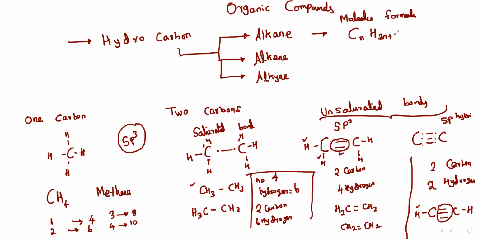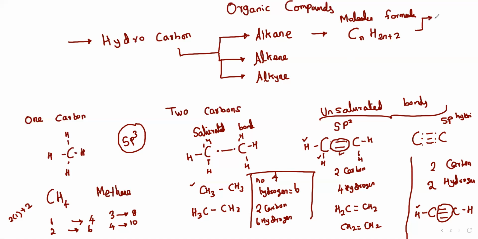So it is CnH2n+2, because you have to multiply this 1 by 2 and add 2 to it. Then only you will get these numbers 4, 6, 8, 10. Because if 1 is doubled, it is 2; 2 plus 2 is 4. 2 doubled is 4; 4 plus 2 is 6. 3 doubled is 6; 6 plus 2 is 8. 4 is doubled. So double the number of carbons and add 2. So it is CnH2n+2. This is the molecular formula for alkanes.